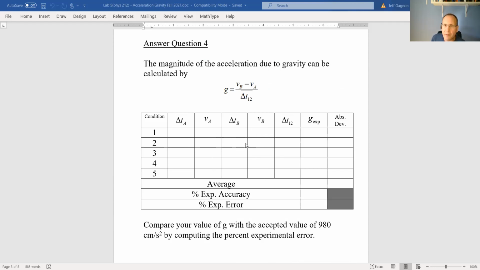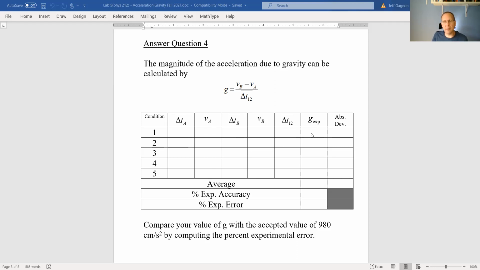Okay, now that you have all the information, you can calculate G, which was the whole goal of this lab. So how do I find G? Well, I use this formula, right? Remember, it's a change in velocity, so it'll be VB minus VA divided by the time it takes to go from photogate A to photogate B, which we have here, which is delta T12. So if I do VB minus VA divided by delta T12, that's going to be G. Again, let's agree to just round this to the nearest whole number, so no decimal places.